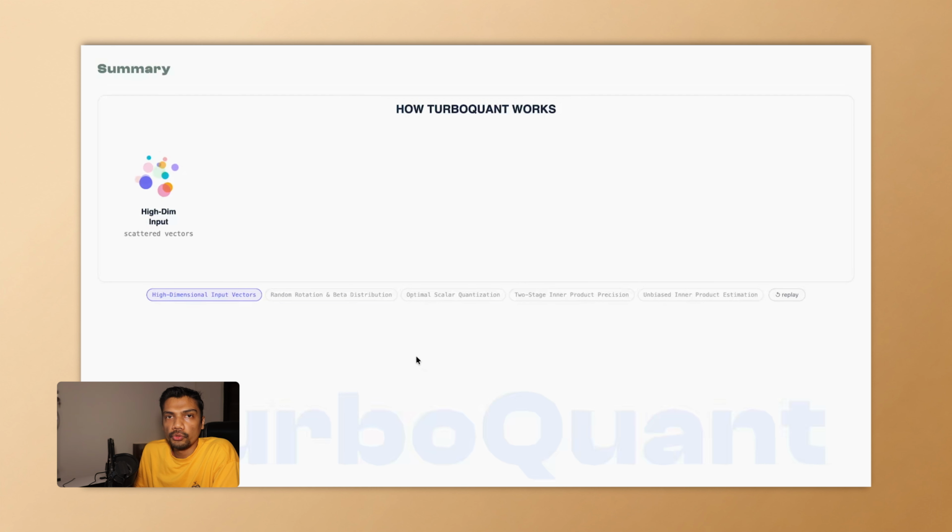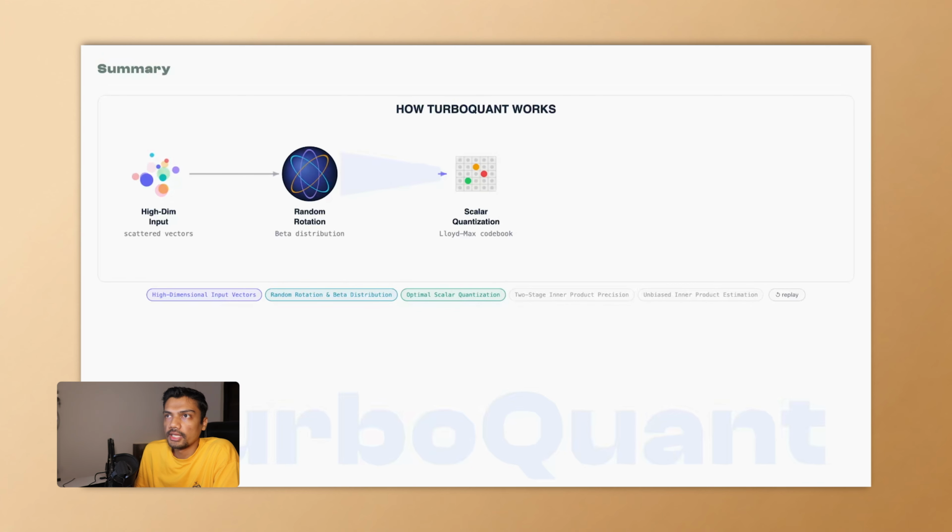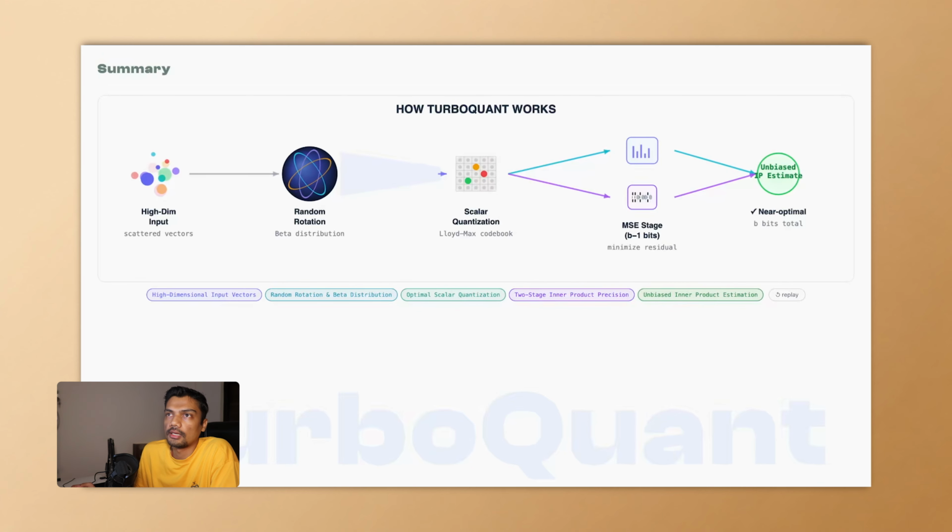So to give you a recap of what we built today, here is how TurboQuant works. You have a high-dimensional input vector. You apply a random rotation, which gives the beta distribution. Then you scale the quantization, which gives you the residual, and then you apply the 1-bit QJL quantization on the residual that makes it unbiased, and then you dequantize it to get the appropriate output.